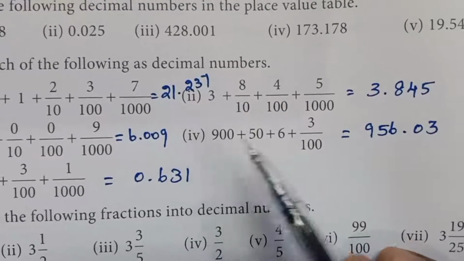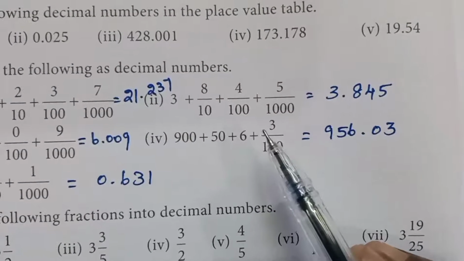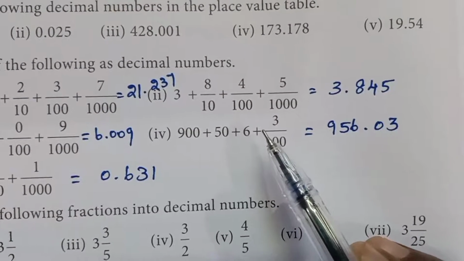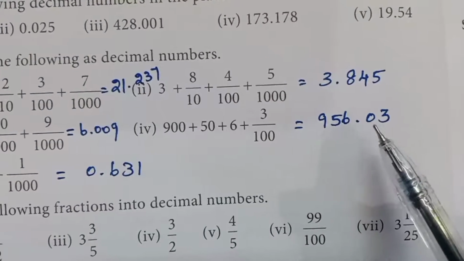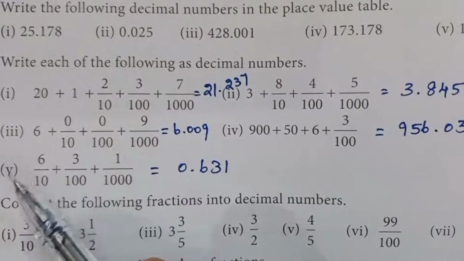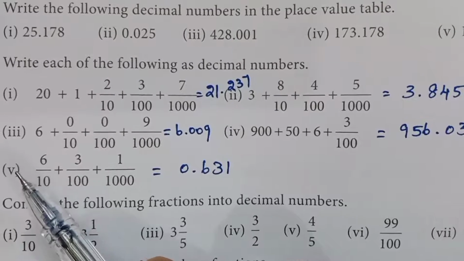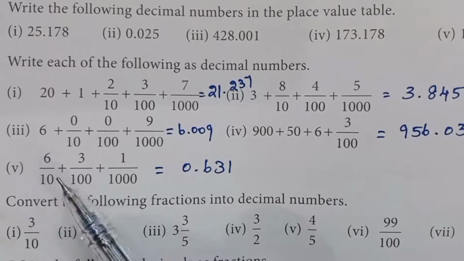For this one it is 9 hundreds, 5 tens, 6 ones. So that is 956.03. Here the tenths place is missing, so we have to mention that place as 0. So that is 956.03. Next one, fifth problem: the integral part, that is the whole number part, is 0, so it is not mentioned. So that is 0.631.